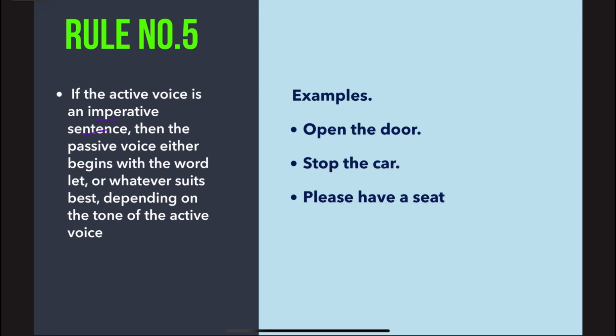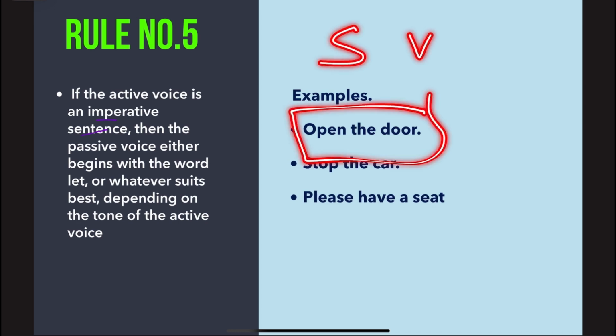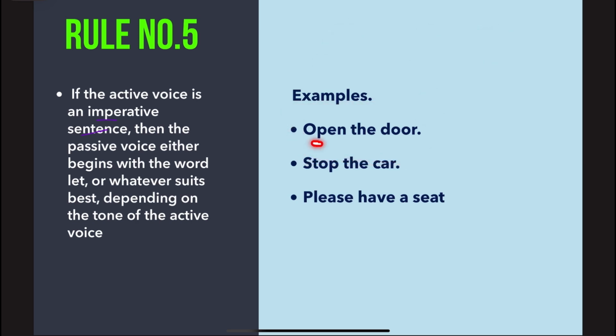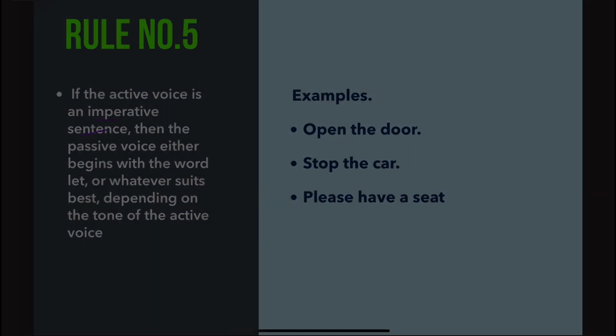Please have a seat. Now this is definitely not an order, because please means somebody is requesting you to take a seat. You are requested to take a seat becomes the passive of this. Now see, in this kind of sentence there is no subject, verb, object. Just open the door, subject is not there. Stop the car, subject is not there. We just have the verb and the object. Have a seat. Obviously you're telling this to somebody, so you are requested to have a seat.